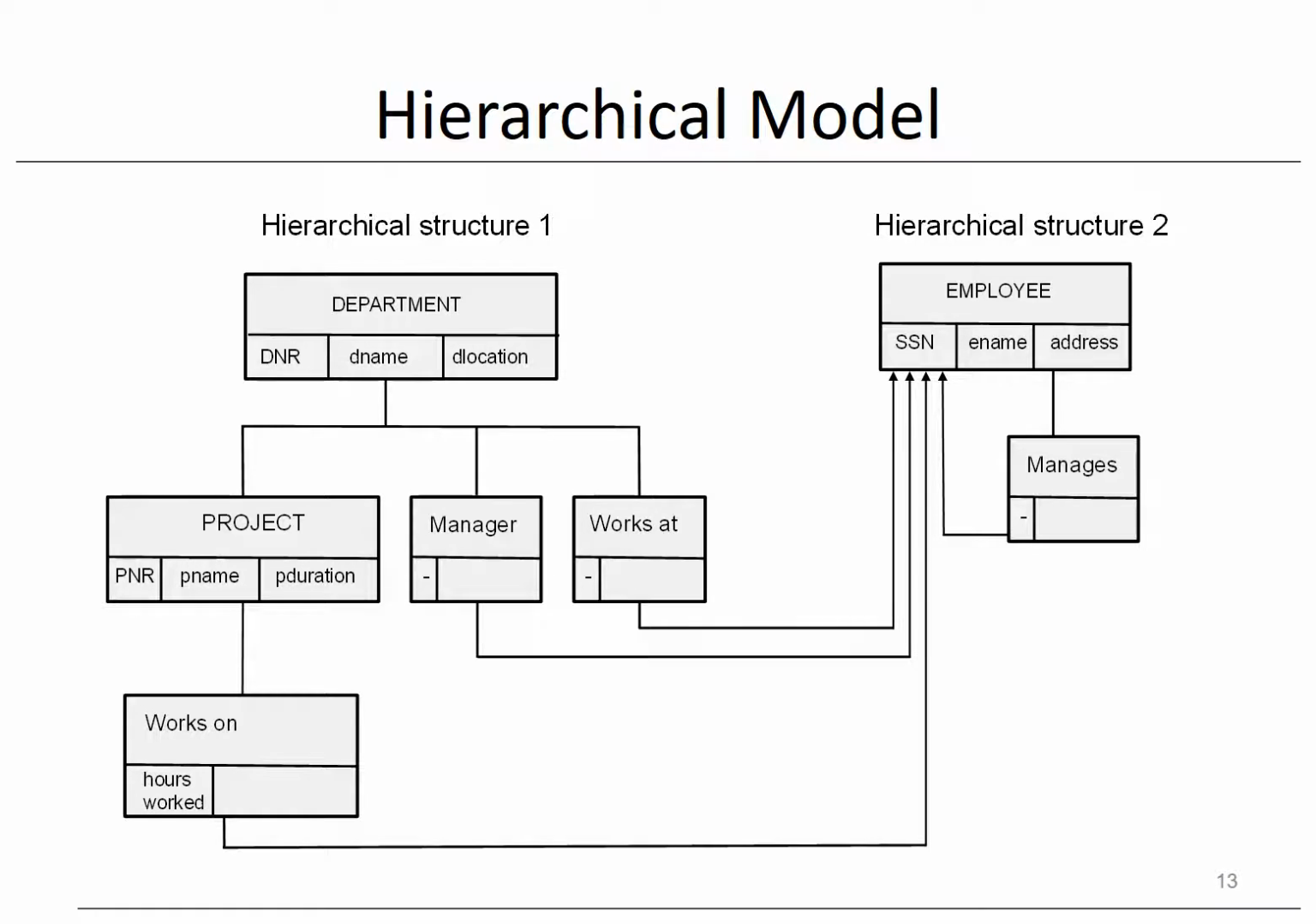The works at virtual child models the relationship between department and employee. 0 to n employees can work in a department. The manager's virtual child models a recursive relationship type which specifies the supervision relationships amongst employees. An employee can manage 0 to n other employees.